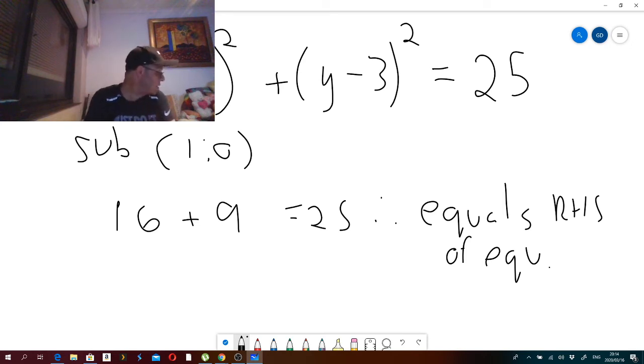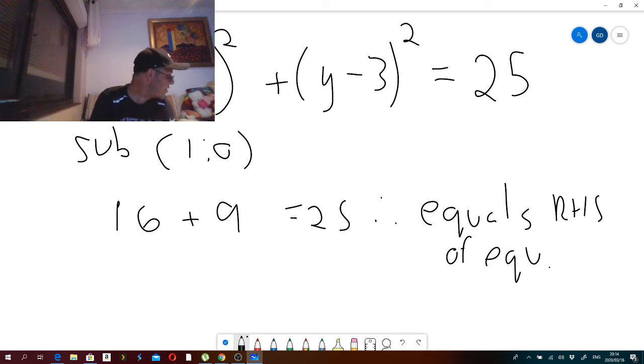The other one, well, same thing. It's 9, 0. And I'm sure you can substitute those values in and see that we get exactly the same answer. We get a value of 25 on the left-hand side of the equation, which equals the right-hand side.